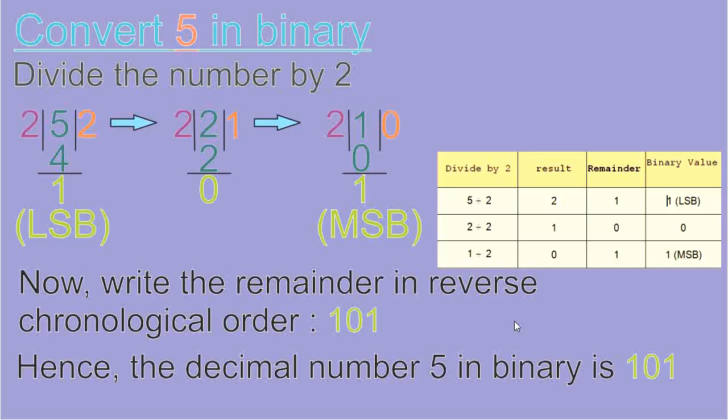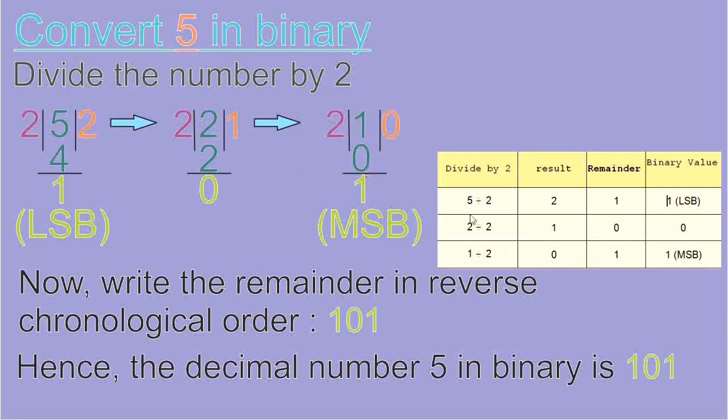Now we will convert the decimal number 5 to binary. Let's say one thing here: to convert to binary, you have to divide by 2, until 0 comes. See here, first we divided 5 by 2, and got 1 as a remainder. Second time again we divided 2 by 2, and got 0 as a remainder. And third time again we divided 1 by 2, and got 1 as a remainder. And this is the least significant bit, LSB. And this is the most significant bit, MSB.